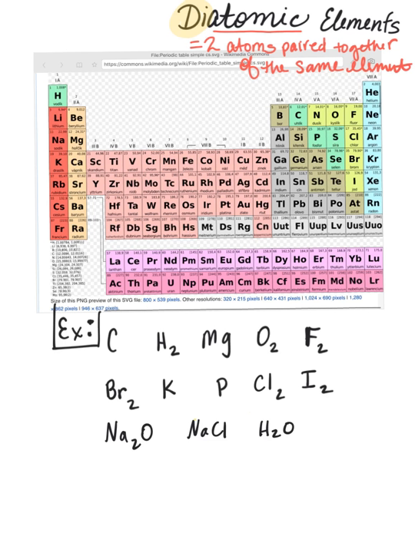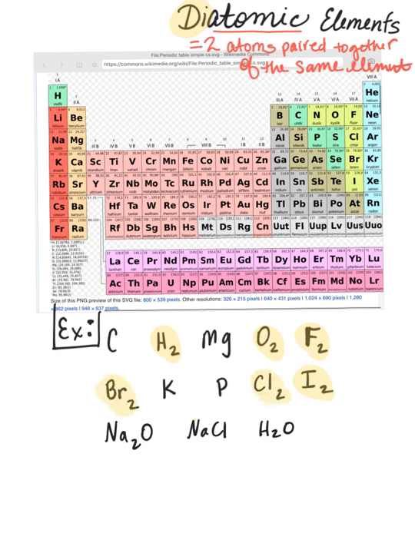Looking at these examples, we're going to look at elements that are the same element, only one type of element, and they're stuck together. That means we'll have identified the di, meaning 2, atomic, atoms stuck together of the same element. So H2 is an example of one diatomic element. It's the same element, just 2 of them paired up. Oxygen, fluorine, iodine, chlorine, bromine.